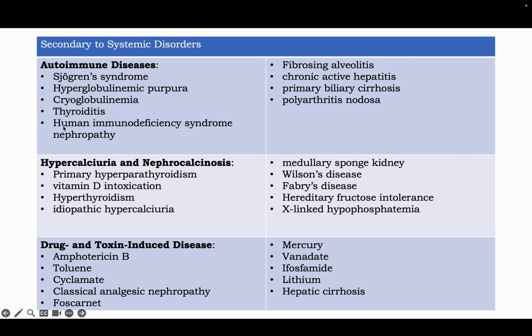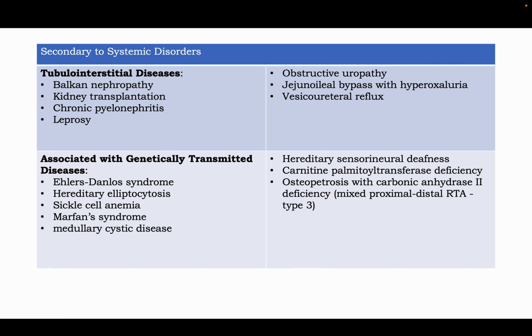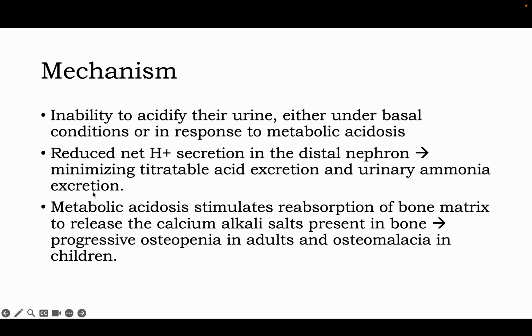Hypercalciuria and nephrocalcinosis are commonly seen because of bone resorption, which can be due to primary hyperparathyroidism and vitamin D intoxication, which cause hypercalcemia. They can also cause distal RTA. Wilson's disease generally causes proximal RTA but can cause distal RTA also. Drugs like amphotericin B, toluene, high phosphate, and lithium can cause it. And Balkan's nephropathy, kidney transplantation, leprosy, and hereditary causes like sickle cell, Marfan's, and medullary cystic kidney disease. These all can cause distal RTA.